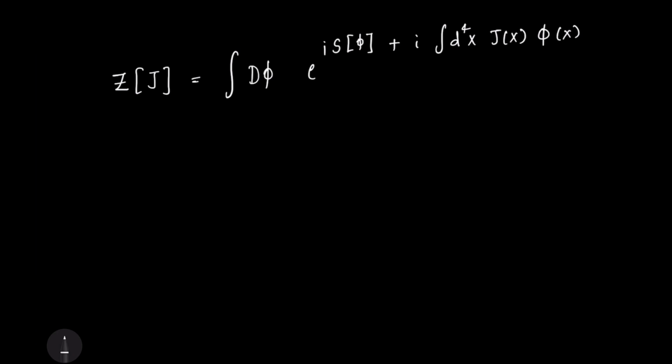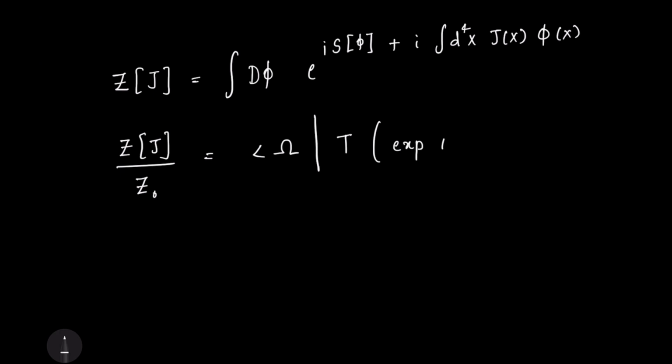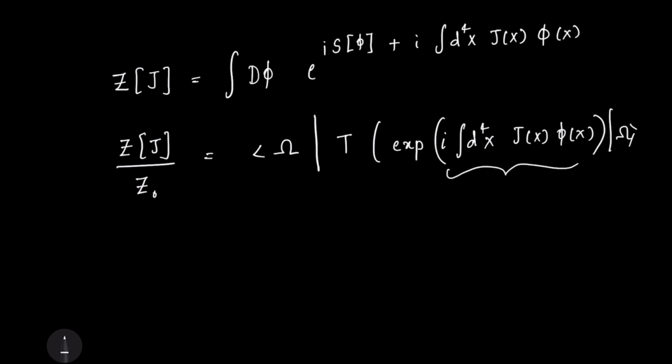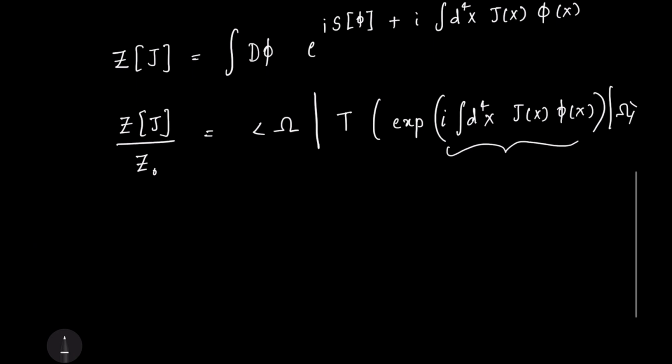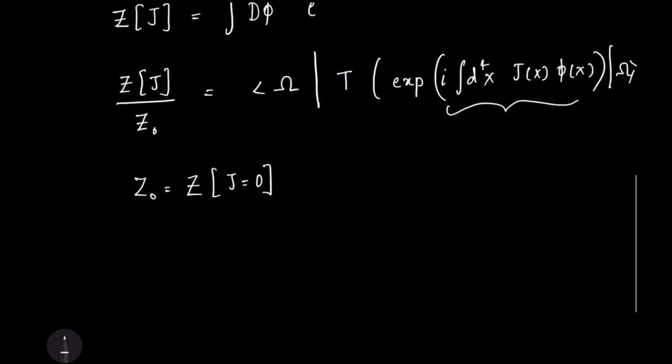And we can also write the general expression for the ratio Z of J by Z naught as the time ordering of the exponential of i integral d^4x J of x phi of x. As you expand this in a power series, you have powers of phi in terms of time ordering. And here Z naught is our generating functional at J equal to 0. So this is the general expression for calculating the n-point function in any scalar theory, and this is the power of the path integral formalism.